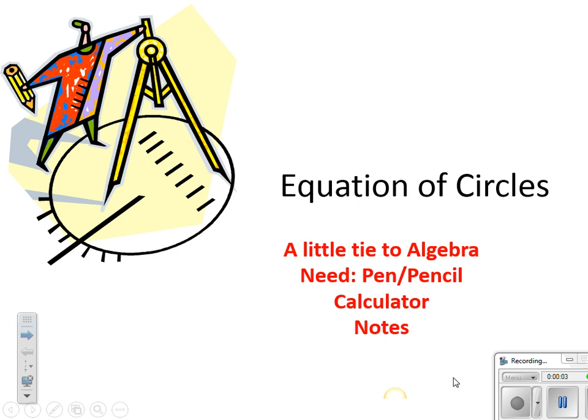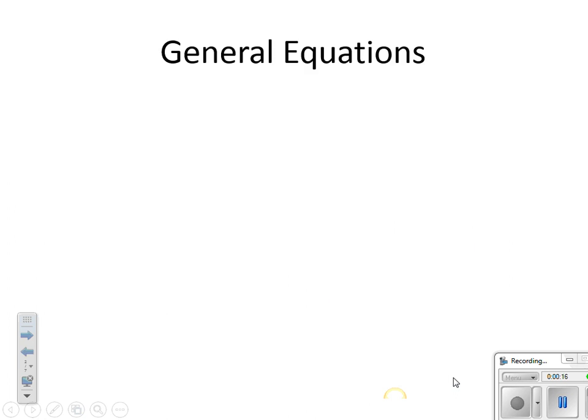Hello, geometry folks, and welcome to Equations of Circles. We're going to do a little algebra today. So, you need your pen or a pencil, your calculator, and your notebook, and let's take some notes. Now, this first slide here, you do not need to write down. The next slide you will need to, so just make sure you're paying attention here.